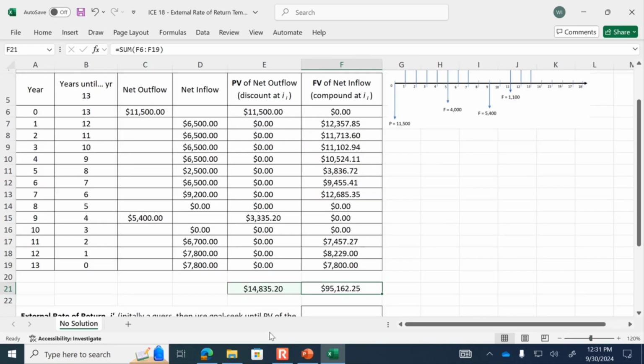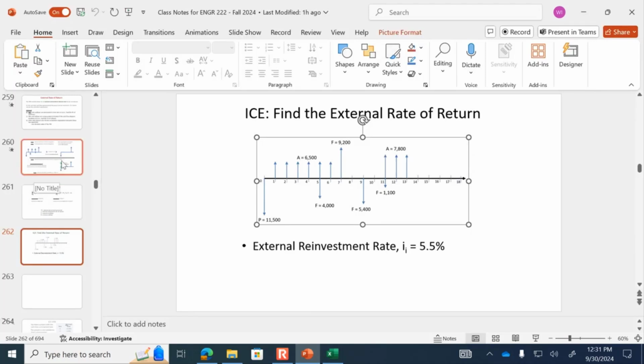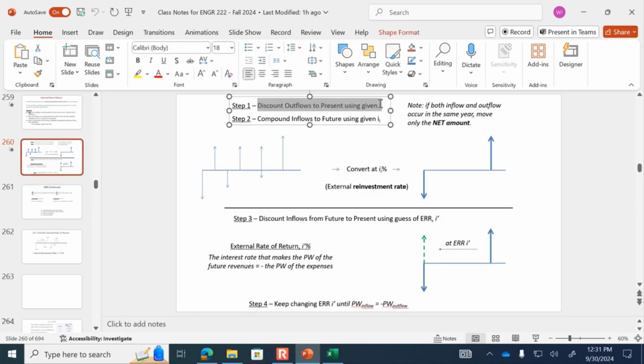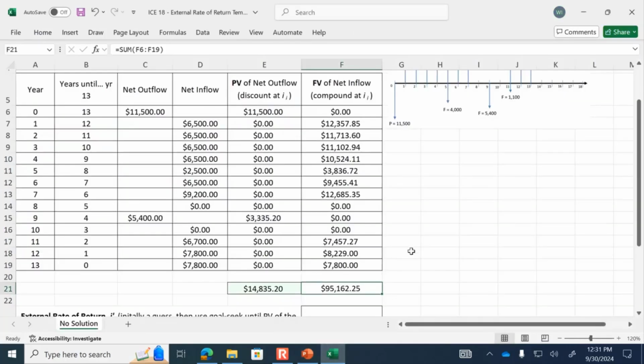Okay, so if we look back over the procedure here, we've done step 1 and step 2. Step 1 was discount all of the outflows to the present. Step 2, compound all of the inflows to the future. So next, step 3, discounting the inflows.